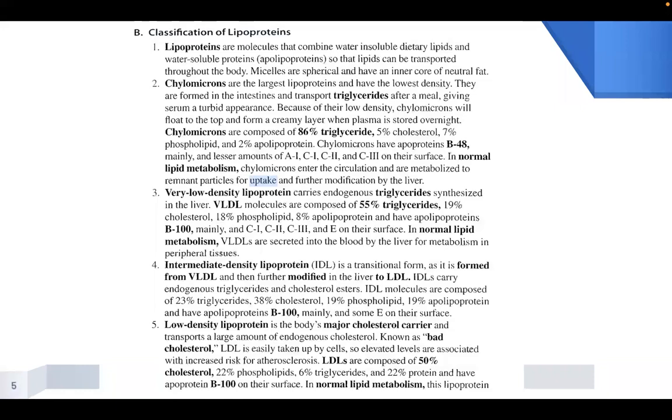So wag pong malilito pag nakita na endogenous, iniisip nyo kaagad si very low density lipoprotein. Nagkakatalo po tayo doon kung ang tinatransport ba nilang type of fat ay cholesterol or triglyceride. Again, ulitin lang natin, kapag triglyceride, ang involved doon chylomicron at VLDL. Pero pag sinabing cholesterol, low density lipoprotein po yun. And it transports a large amount of your endogenous cholesterol known as your bad cholesterol. LDL is easily taken up by the cells. So elevated levels are associated with increased risk of atherosclerosis. Okay?